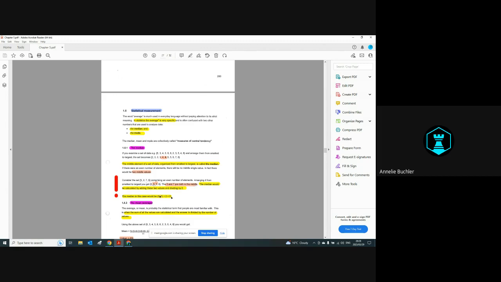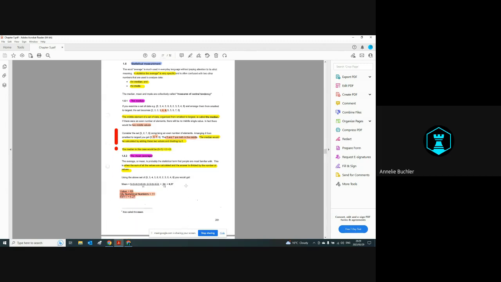Then you're going to get the median, the middle. The two middle ones, because they are in the middle, you're going to add them together and divide them by 2. The median will be 6. Now, if we look at the mean, the average: the mean is when the sum of all values is calculated and the answer is divided by the number of values.